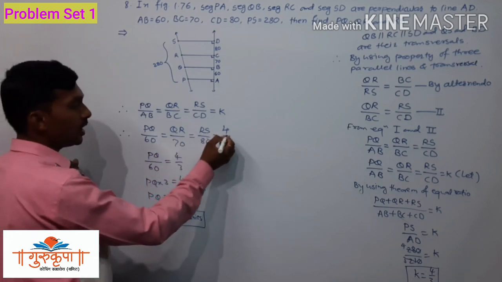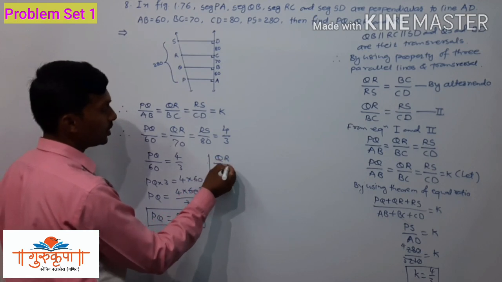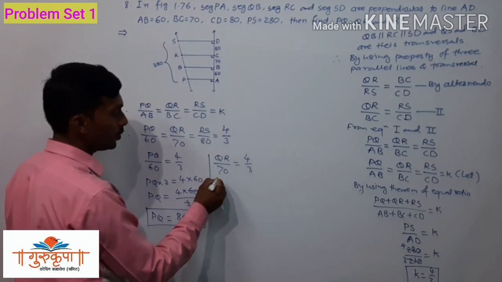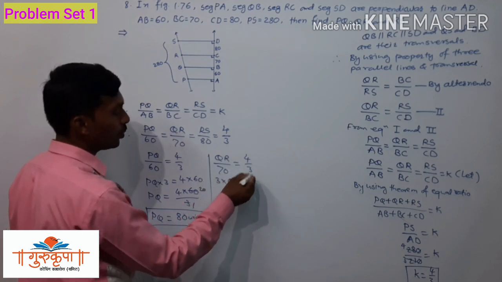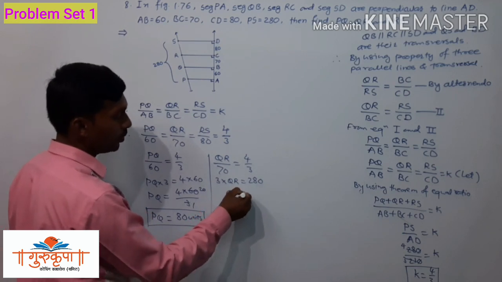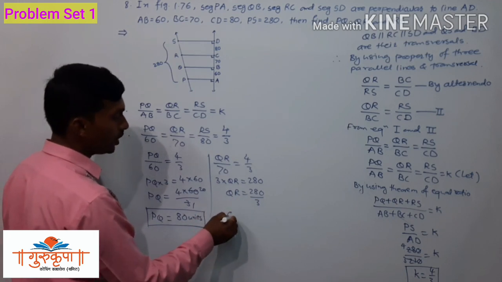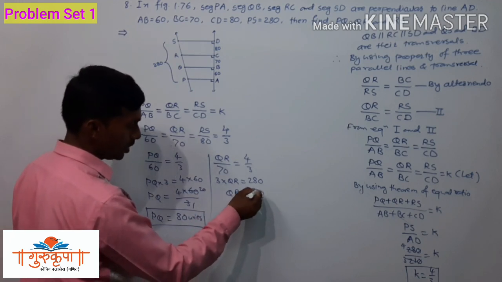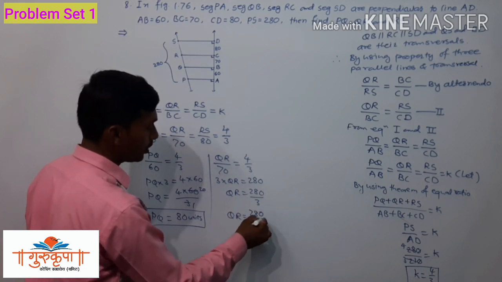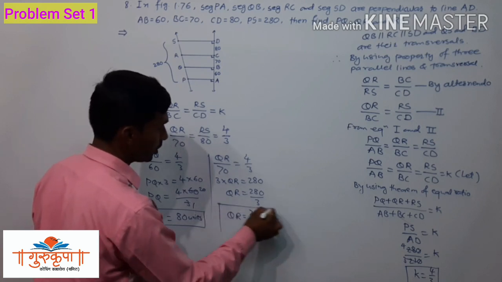Now using the second and the last ratio, that is QR upon 70 is equal to 4 upon 3. This is 3 into QR is equal to 4 multiplied by 70, that is 280. This is QR is equal to 280 upon 3. QR is equal to 280 upon 3 units. Since 280 is not divisible by 3, we will put it as it is. QR is equal to 280 upon 3 units.